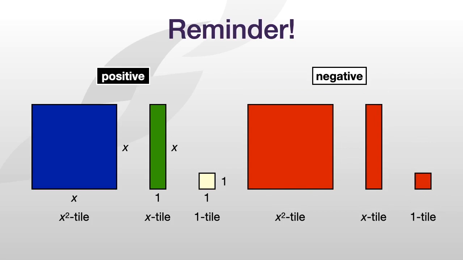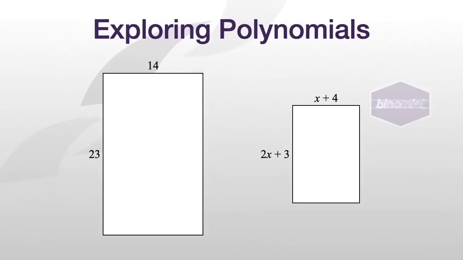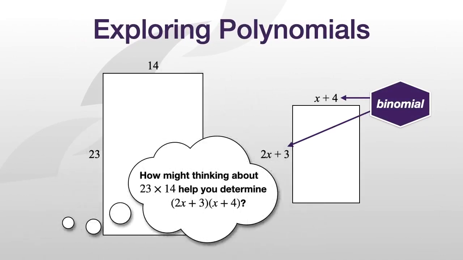Next up, multiplying binomials. A binomial is a polynomial having 2 terms. Think bicycle, bilingual, or biceps. How might thinking about 23 times 14 help you determine 2x plus 3 times x plus 4?